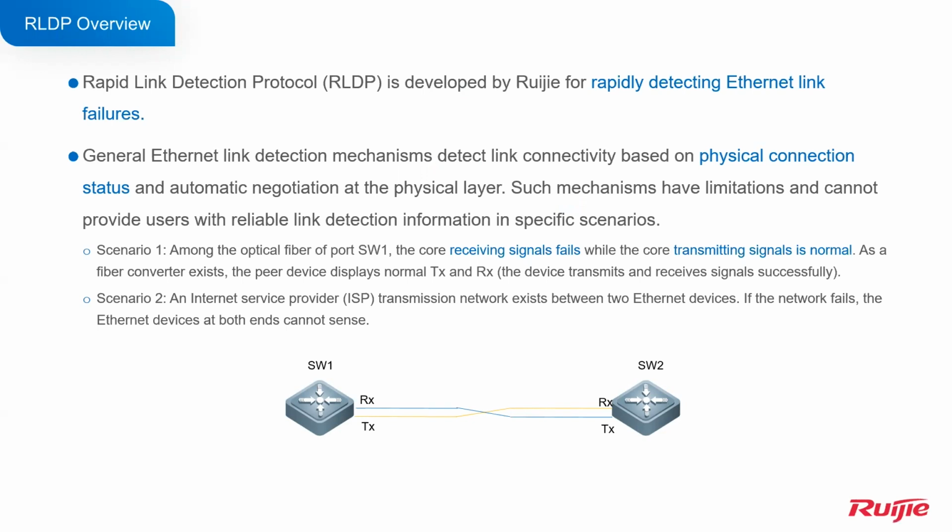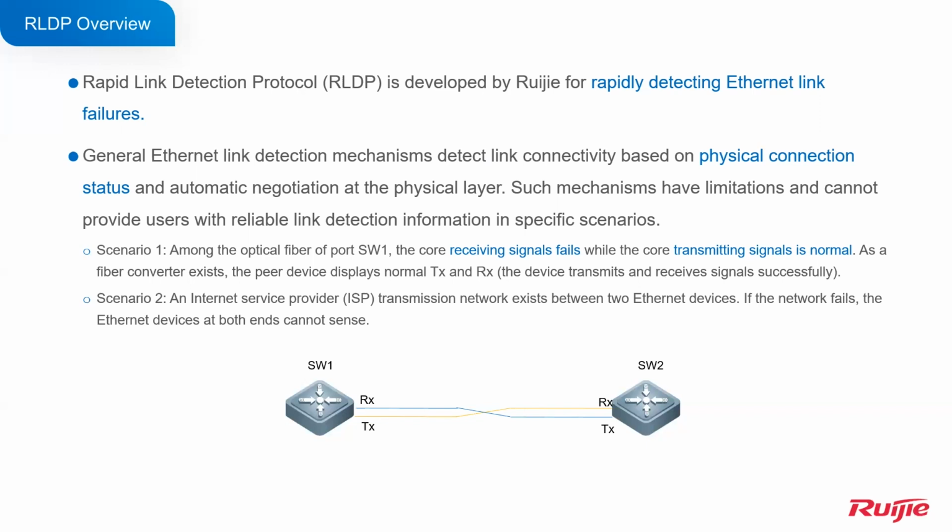General Ethernet link detection mechanisms detect link connectivity based on physical connection status and automatic negotiation at the physical layer. Such mechanisms have limitations and cannot provide users with reliable link detection information in specific scenarios. For example, the first scenario is that in the optical fiber of port SB1, the core receiving signal is broken while the core transmitting signal is normal. As a fiber converter exists, the peer device displays normal TX and RX.